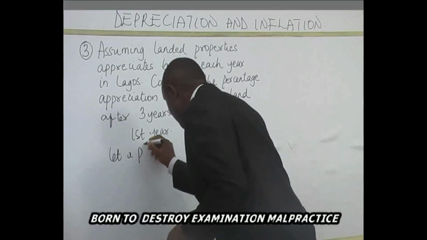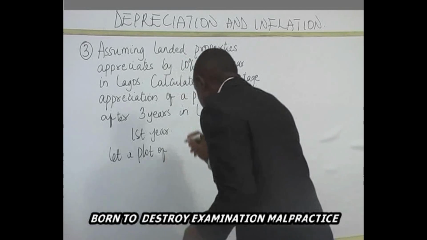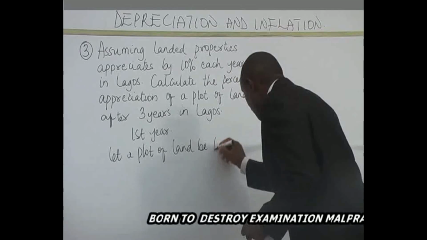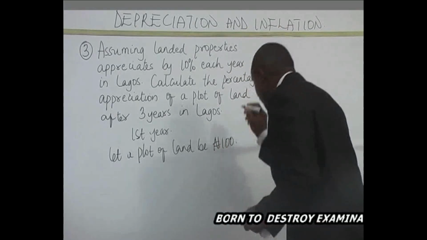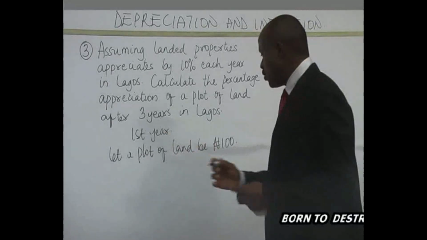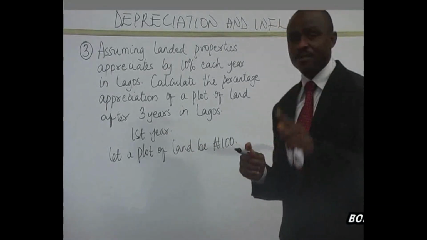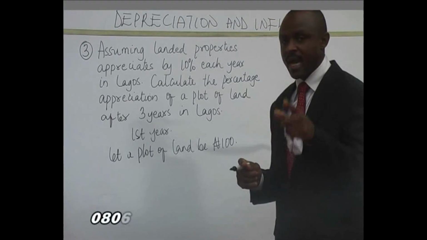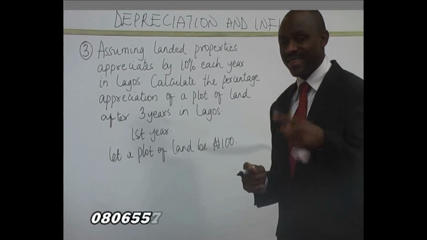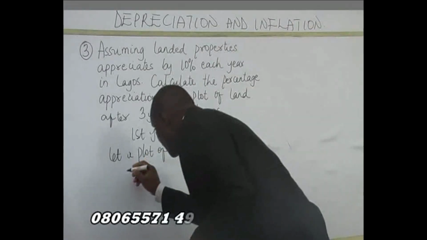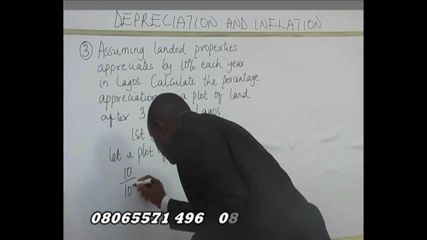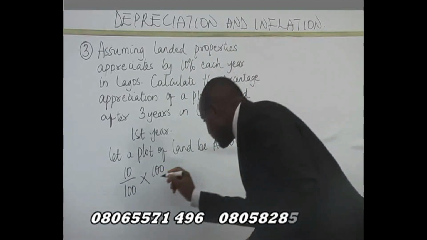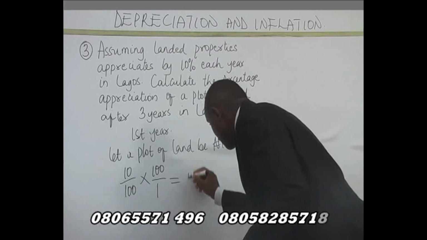Let a plot of land be or have the value of 100 naira. Then in the first year, you discover that there will be 10% of 100 naira added to the value of the plot of land. And 10% of 100 naira, you know, is 10 naira. 10%, that's 10 over 100, times 100 naira, which is the value of a plot of land. It's going to give you 10 naira.